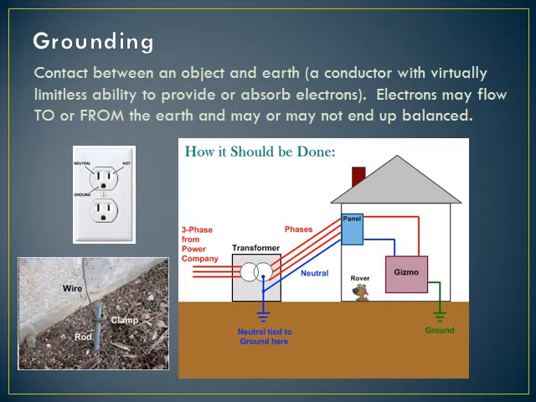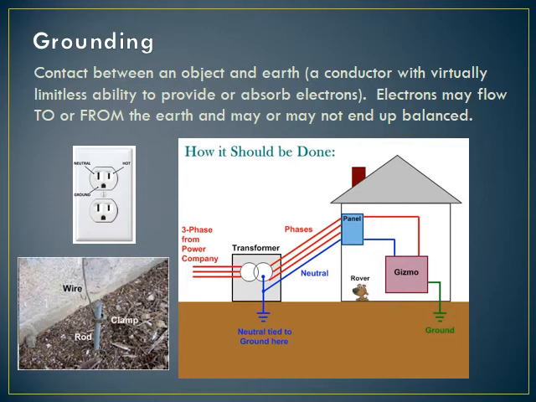So whatever object you touch to the Earth can absorb extra electrons, or if that object needs electrons, it can provide those electrons. So what it means is that electrons can flow either to or from the Earth. A note about grounding: the electrons don't always end up balanced when we're done, for various reasons that we'll talk about later on. But if you hear grounding, it's basically contact charging between the Earth and another conductor.